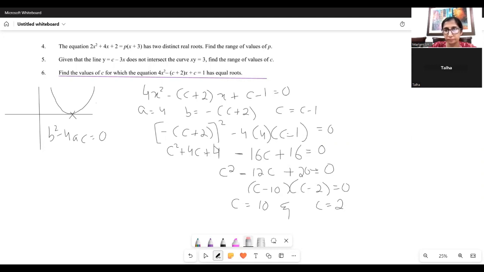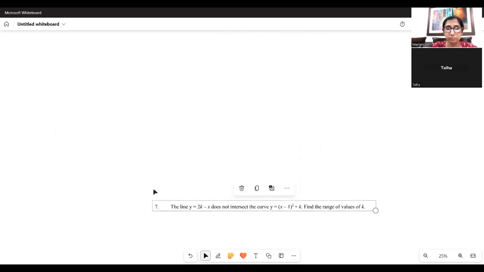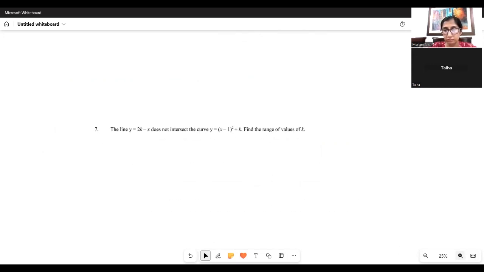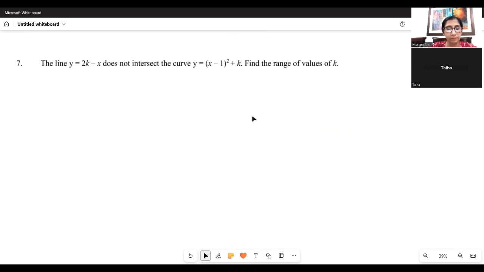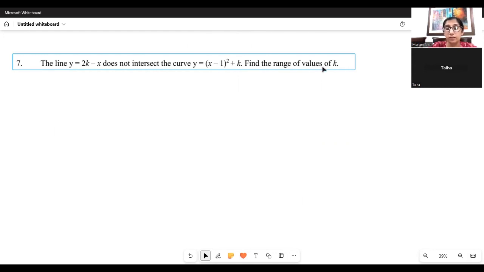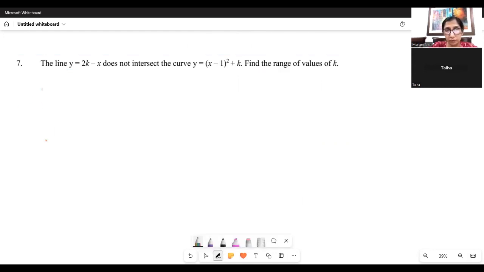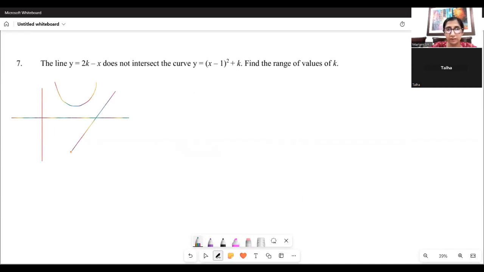Question 7. Okay. This line does not intersect this curve. Find the values of K. What are the properties of discriminant here? The line does not intersect the curve. There's a curve, there's a line, they do not intersect each other. Maybe b squared minus 4ac is less than 0. Yes, there's no solution of the quadratic equation.